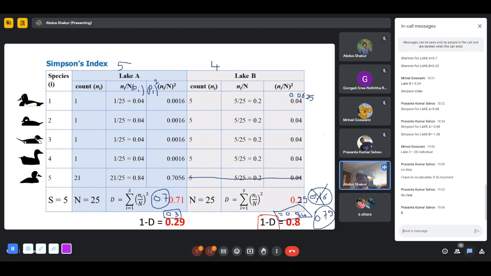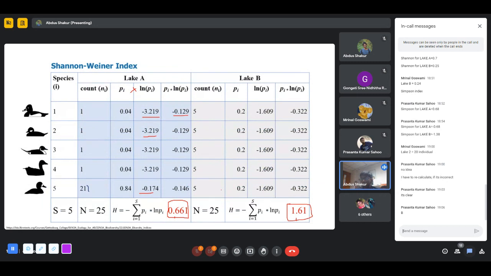Can you see any other relation between Simpson's and Shannon, at least in the diversity values that we are getting? For example, if you look at Simpson's index, it is much more constrained. You get values only from 0 to 1. It will not go beyond 1 or below 0. But if you look at Shannon's, the values often exceed 1. So just keep that in mind.